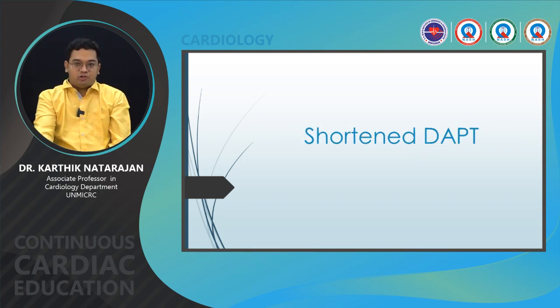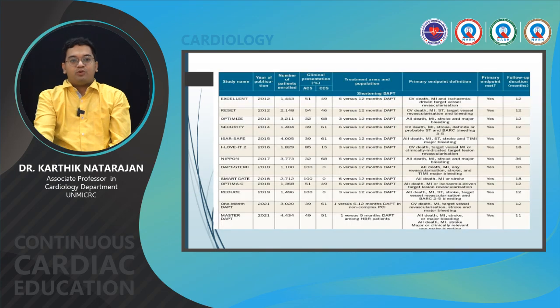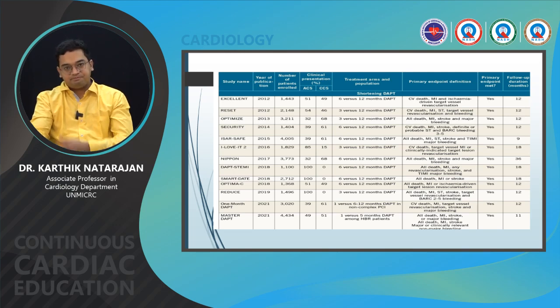First, the opposite: shorten the DAPT duration. You have all these trials like EXCELLENT, RESET, OPTIMIZE, SECURITY, ISAR-SAFE. As you see, as the trials have evolved, the duration keeps coming down. It was initially 6 months, then 3 months, and now the last trial, which is the 1 month DAPT, has shown that even in carefully selected patients with high bleeding risk, 1 month of DAPT versus 6 months of DAPT is useful in preventing MACE, and at the same time the bleeding risk also comes down significantly.